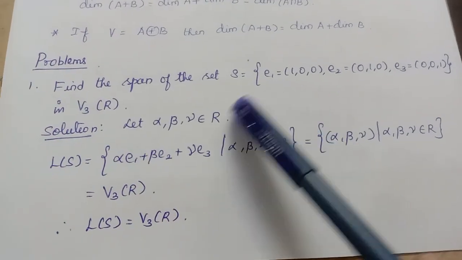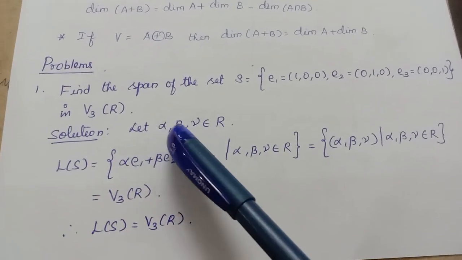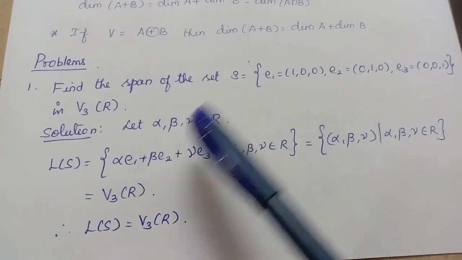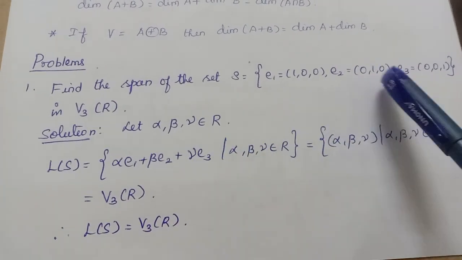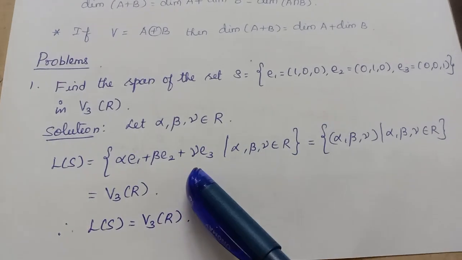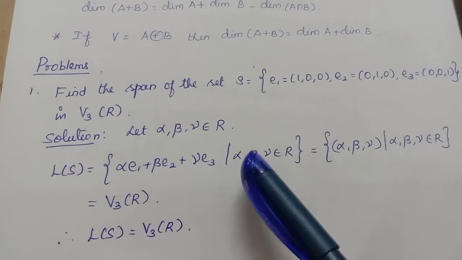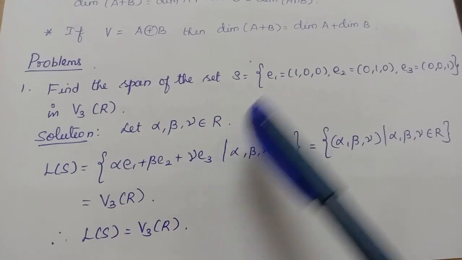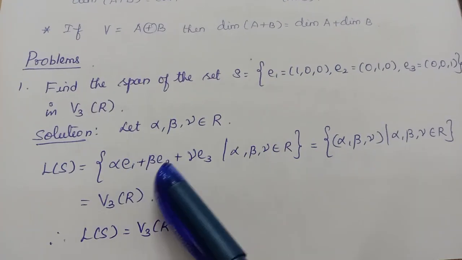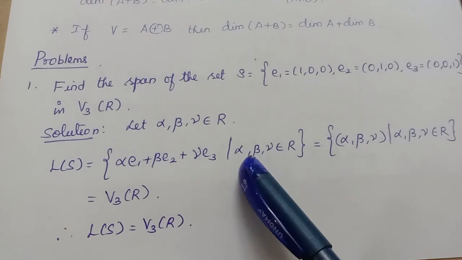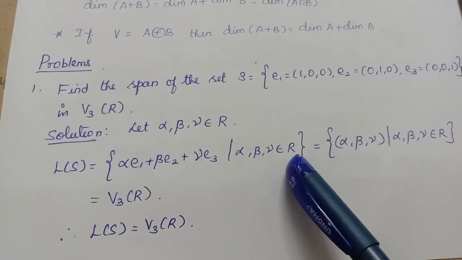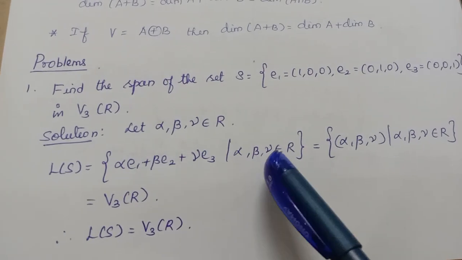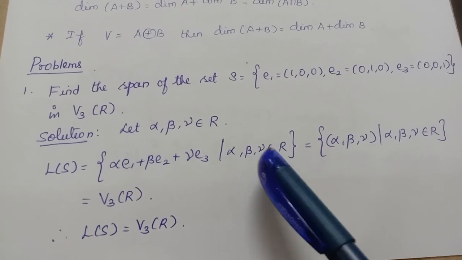So let me take 3 scalars from R. Alpha, beta, gamma belong to R. L of S means what? Alpha into E1 plus beta into E2 plus gamma into E3. That is the linear combination, where alpha, beta, gamma belong to R. That is, the vectors E1, E2, E3 are fixed here. Alpha, beta, gamma are varying numbers. They will take different values from R. So these are the small things that you have to remember, which will characterize the set.